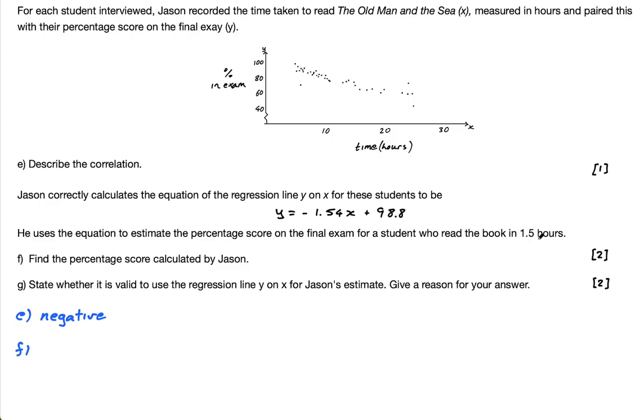So immediately I see a problem with that 1.5 hours, because it is outside the range of data, but I think that's part G. We'll get to that in a second. But note, guys, if this is your data, you should only be calculating percentages for people who've read it within this amount of time. Anyway, find the percentage score. So we're just going to sub in 1.5 here.